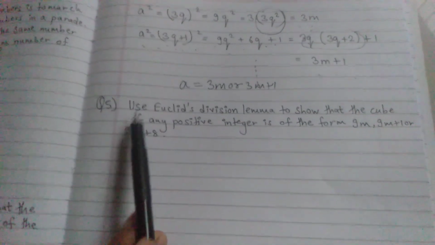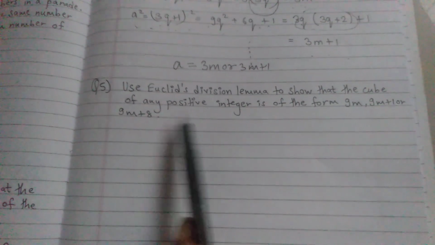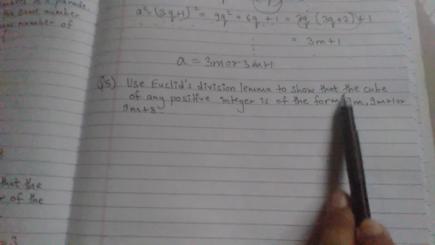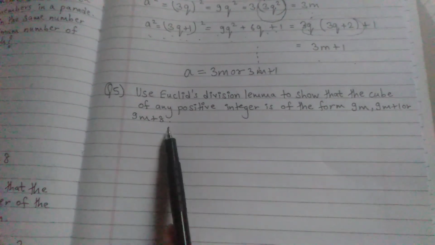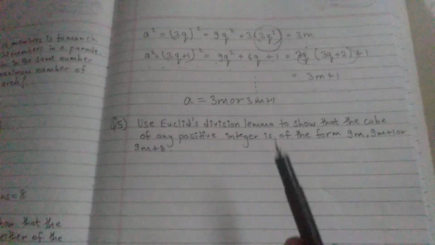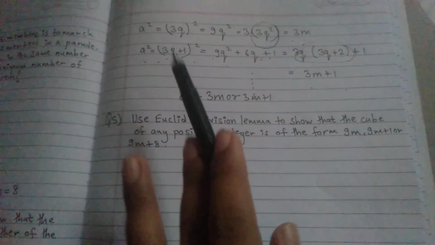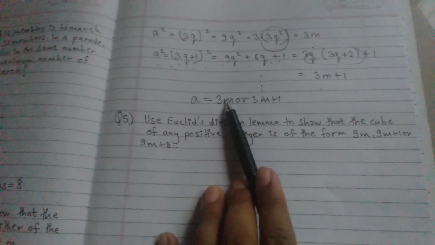Now our next question is, use Euclid's division lemma to show that the cube of any positive integer is of the form 9m, 9m plus 1 or 9m plus 8. So it is same as the earlier question. So I hope you all can solve it by referring the previous question.